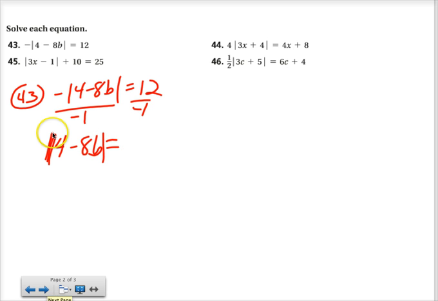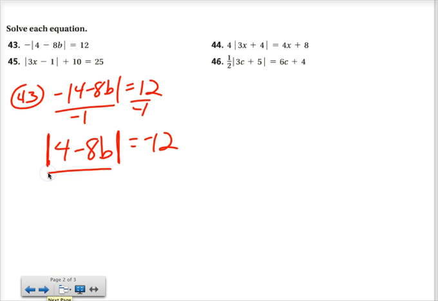Absolute value of 4 minus 8b, that looks awful, equals negative 12. And you should stop right there and say this has no solution. You can't possibly take the absolute value of something and get a negative answer. So this one has no solutions.